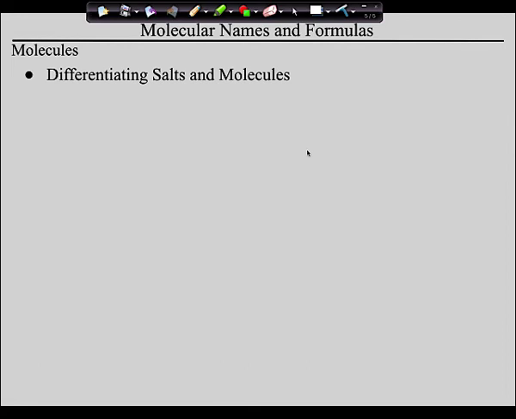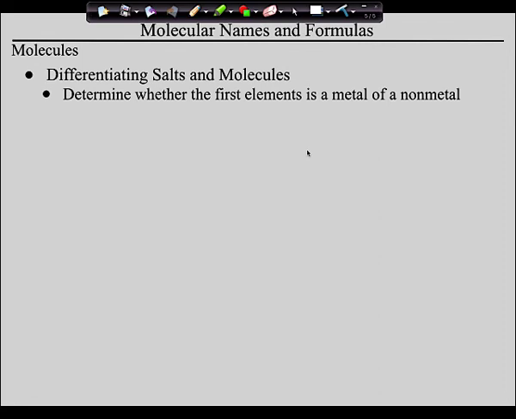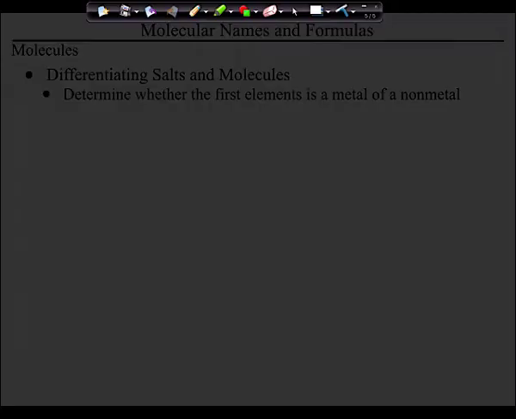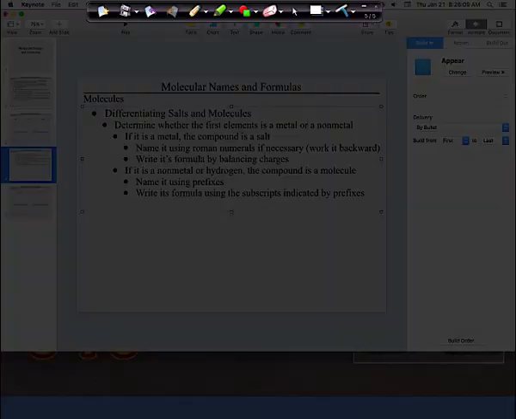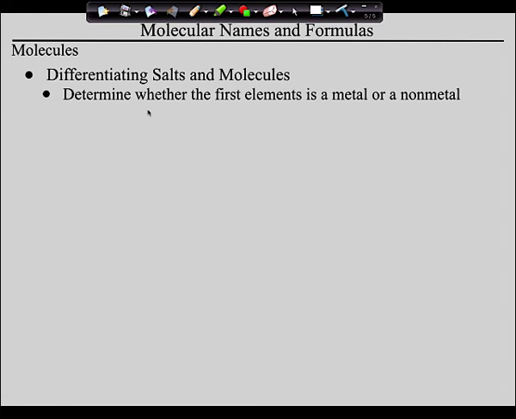Differentiating salts and molecules. Can I use the word differentiating with you? Telling the difference between, distinguishing between, figuring out which one it is. So guys, how do you know if it's a salt or a molecule? Answer: determine whether the first element is a metal, sorry, that should say or. Determine whether the first element is a metal or a non-metal. So you look at the first element, figure out, is it a metal or a non-metal?